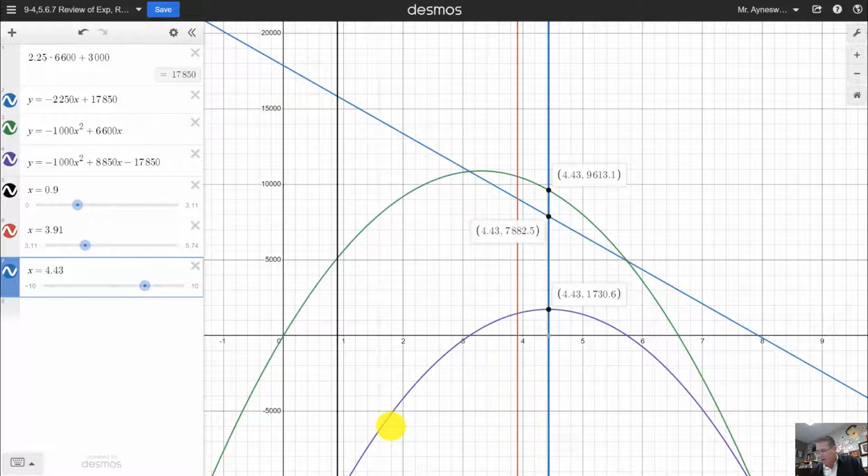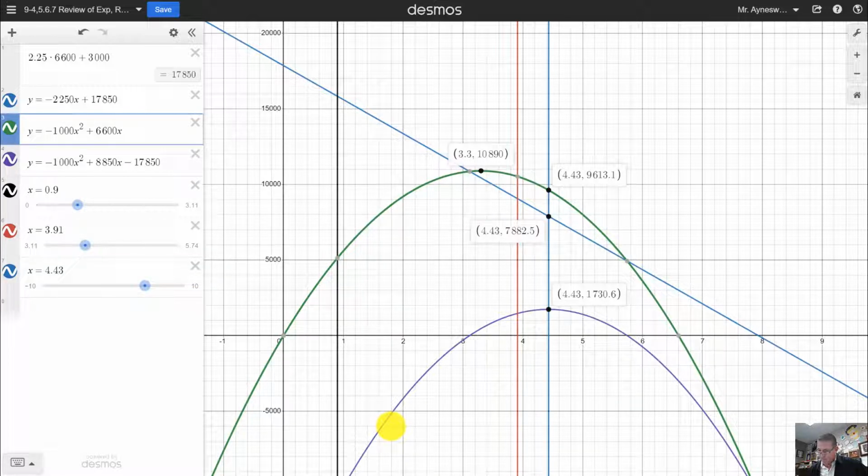So for the profit, you take the revenue, which is $9,613.10, and subtract the expenses of $7,882.50, and you get a profit of $1,730.60. That occurs at the vertex of your profit function, which is always located between the break-even points. I'm going to click on all the critical values again here. Between these two break-even points, we can find where the maximum profit occurs, and it occurs if the price is $4.43.